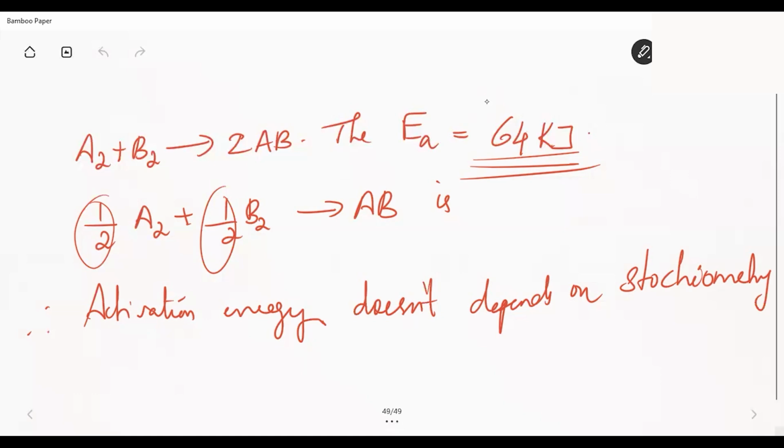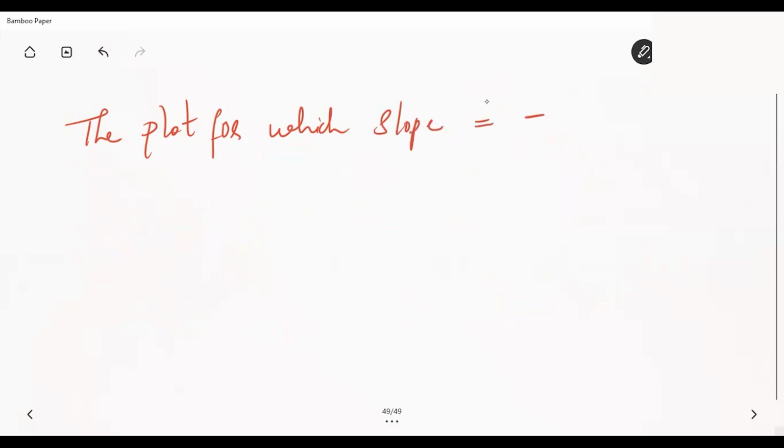One more question we will do. We have studied a plot, a different question. The slope is given as minus EA by R. What is that plot? I mean, the question is what are the X and Y axes? If you know this EA, just think about the activation energy equation, the Arrhenius equation, and what is the plot we discussed in that equation?